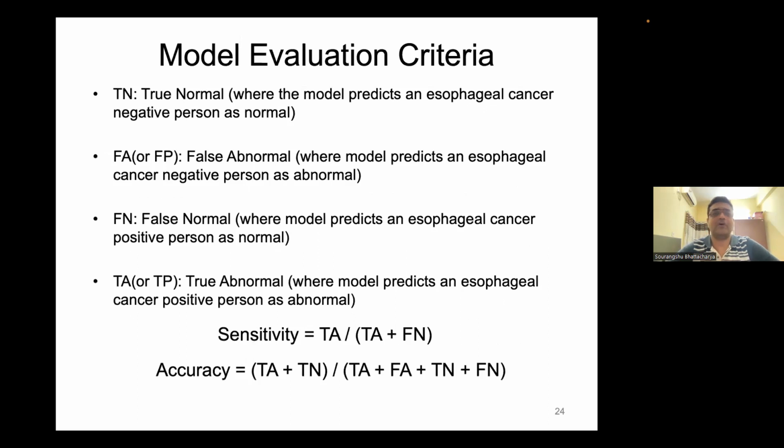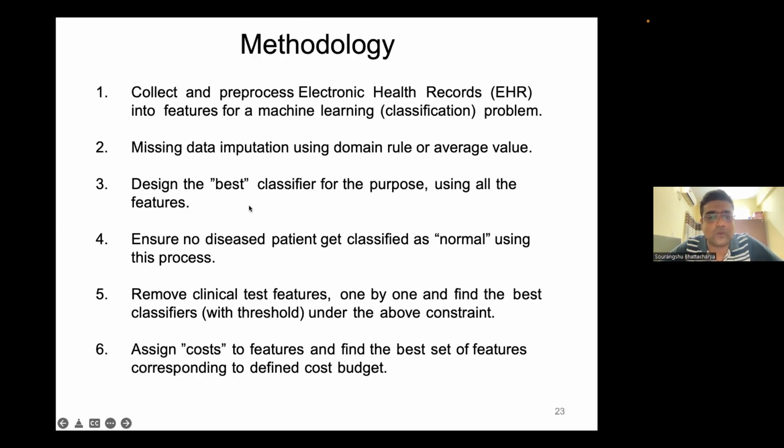Sourangshu, there's a question on number 2 in the previous slide. Go back. Right. How do you do missing data imputation using domain rule or average value? Dr. Vipin, do you want to ask that question? Yeah, Prof. Good evening, everyone.